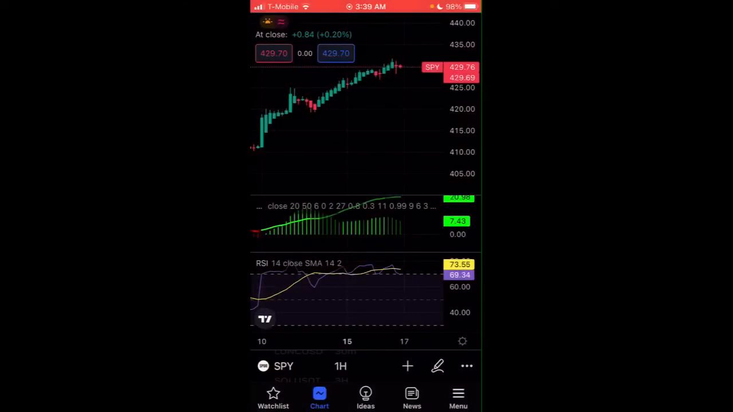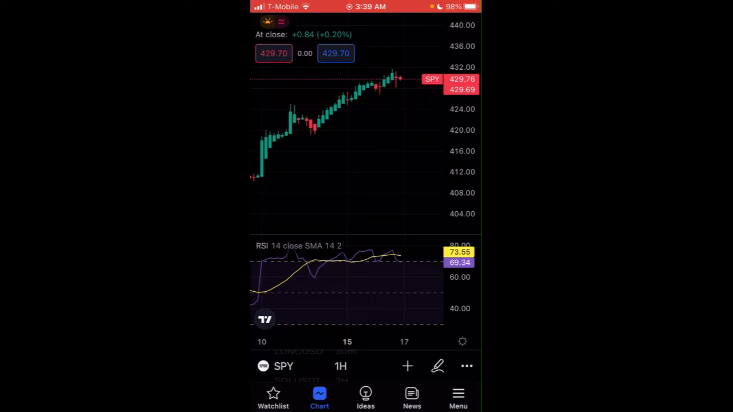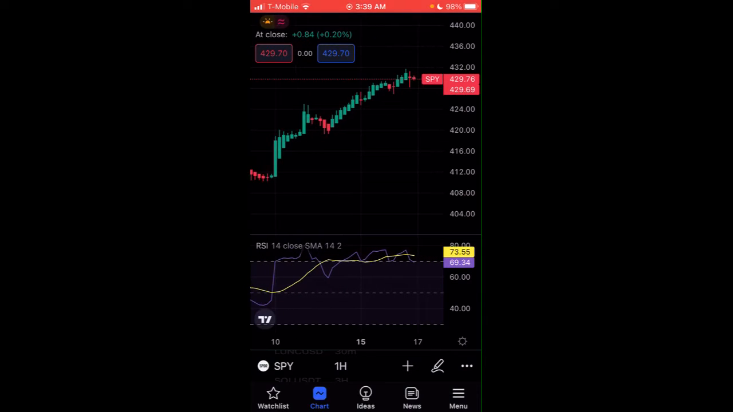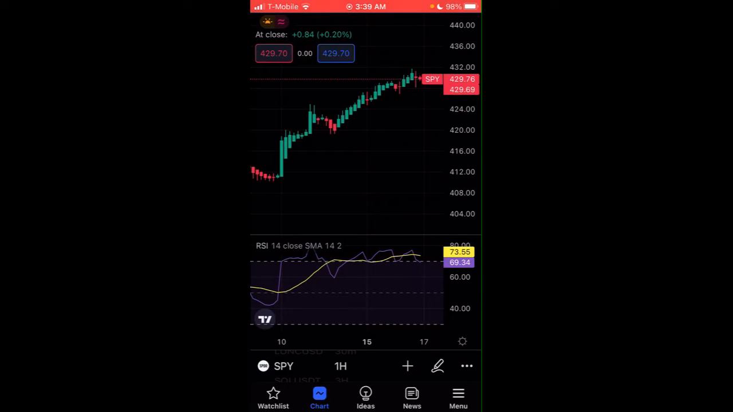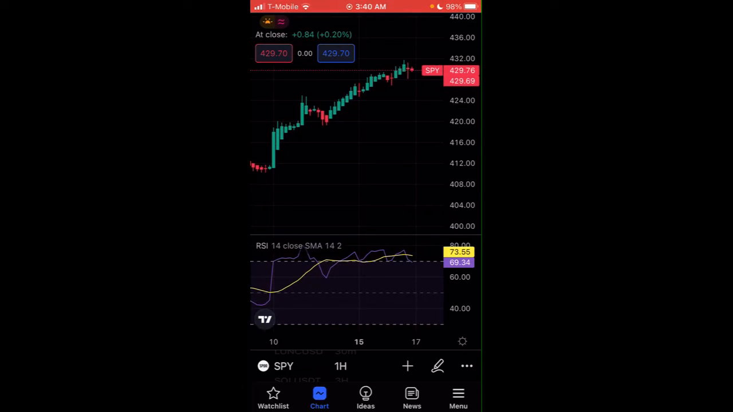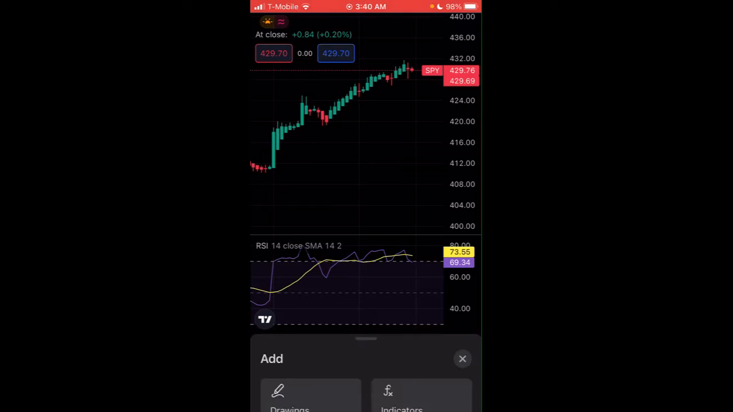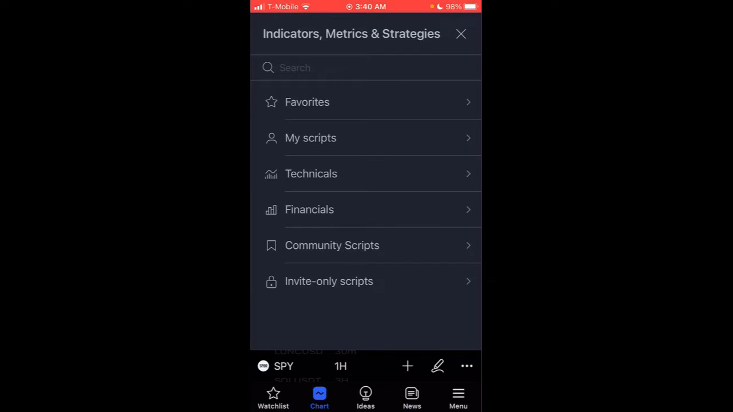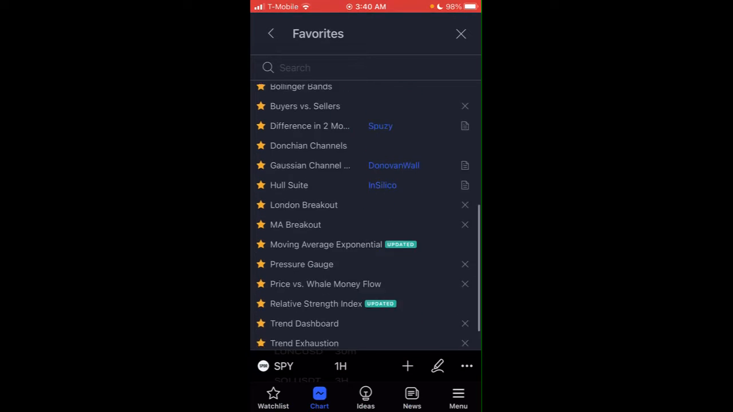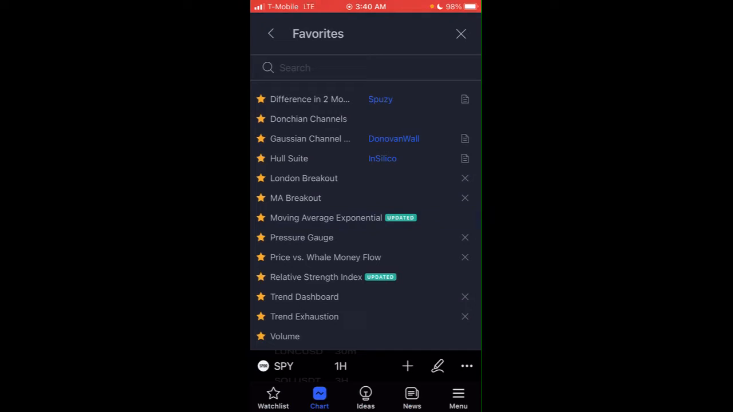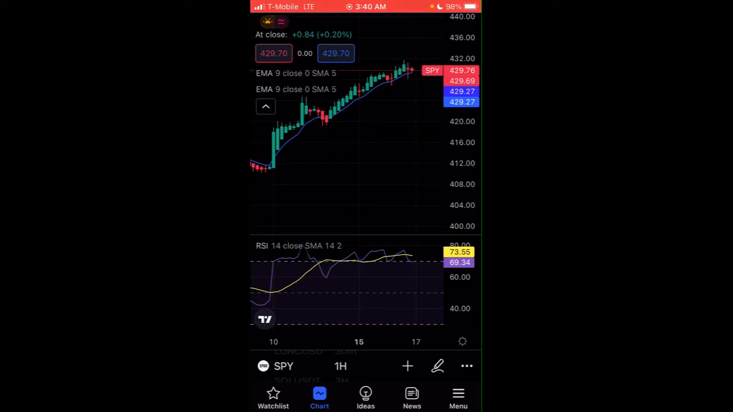paid indicators. Okay, so for this example, I'm just going to remove this indicator, which I recommend, but the one I would use would be the RSI. If I were to use one of the free indicators, it would be the RSI. And I would also load up the EMAs, which we would just go moving average, and I would do it twice.